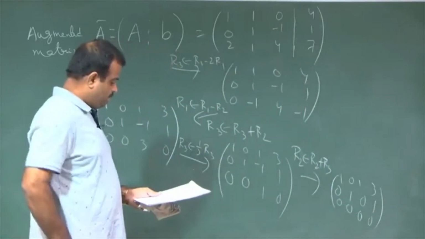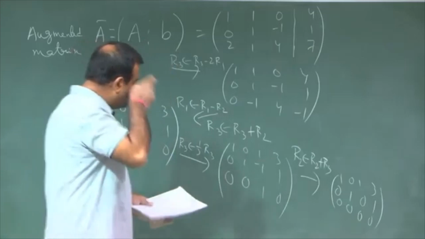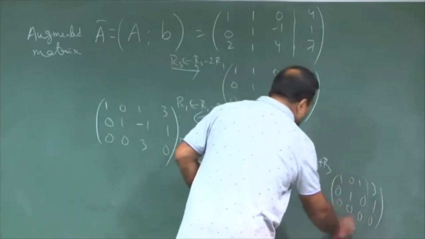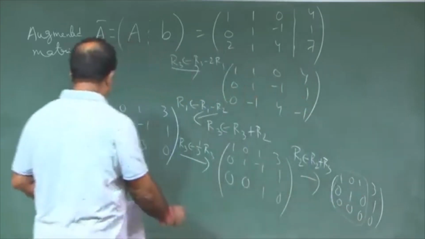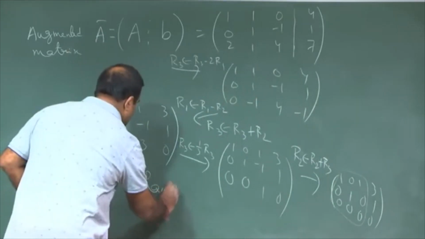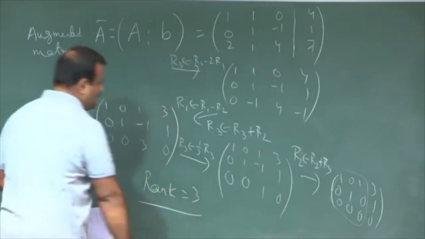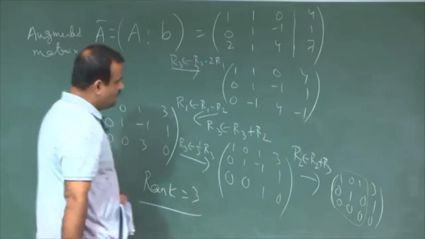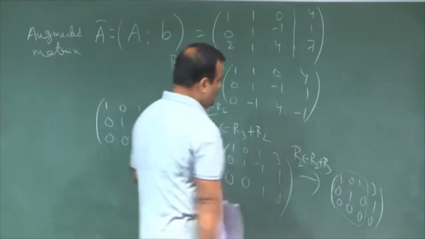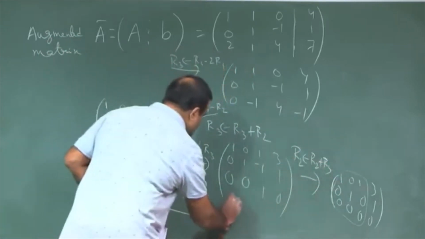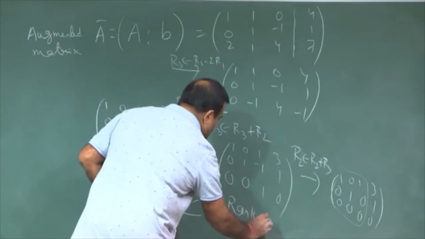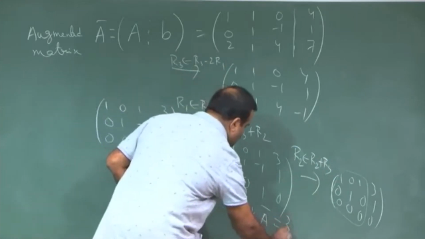Okay, so this is coming from the A part. So the rank of A is 3, and what is the rank of the augmented matrix? Again, the rank of the augmented matrix is also 3, that is important. Rank of A bar is also 3.